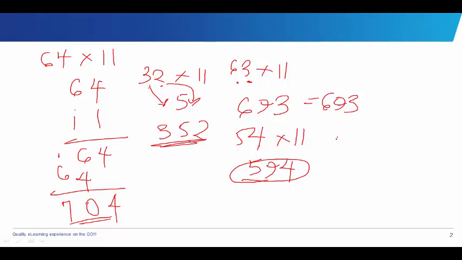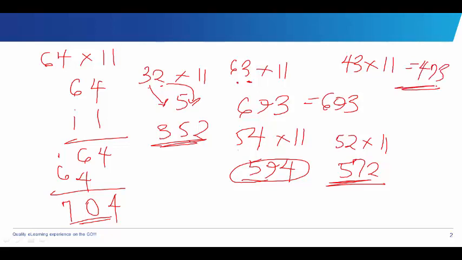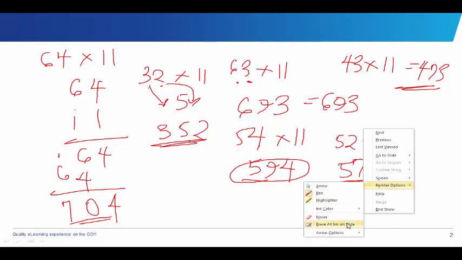Okay, please try 52 times 11. What's the answer? Should be very fast. 572. That's the answer. Let's look at another one. 43 times 11. What's the answer? 473. That's the answer. It's as simple as that. Okay, let's look at other higher multiplications.